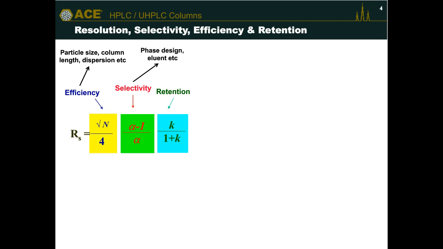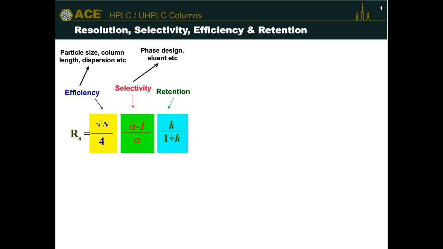Now, when we look at this equation, it's a mathematical expression. It has symbols and lines. You can see efficiency, N. We can see alpha, selectivity, k, retention. But how do we understand how each of these different parts of the equation contribute to resolution, the resolution of the analytes from each other in our chromatography? When we look at this mathematical expression, it's pretty difficult to understand which part of that equation is powerful.